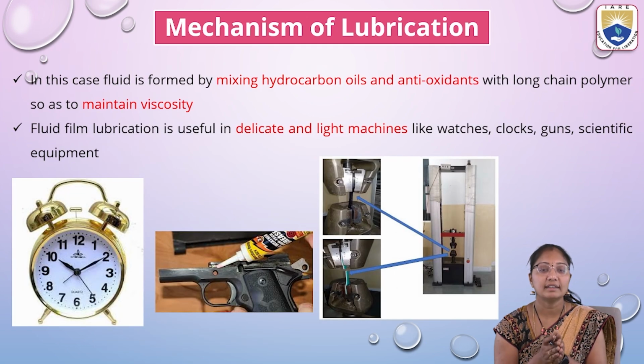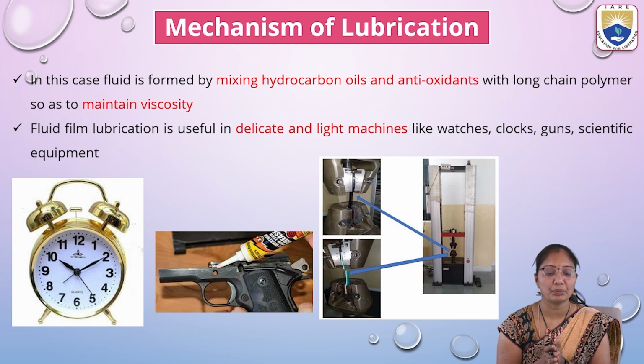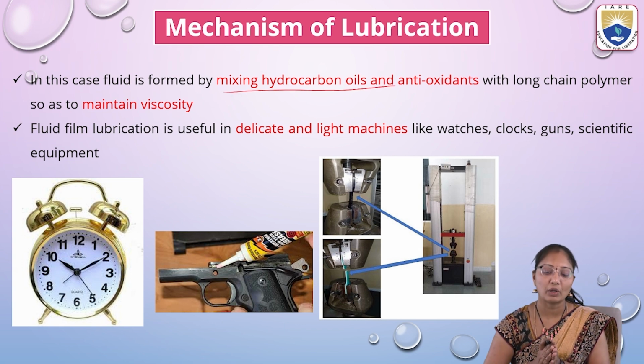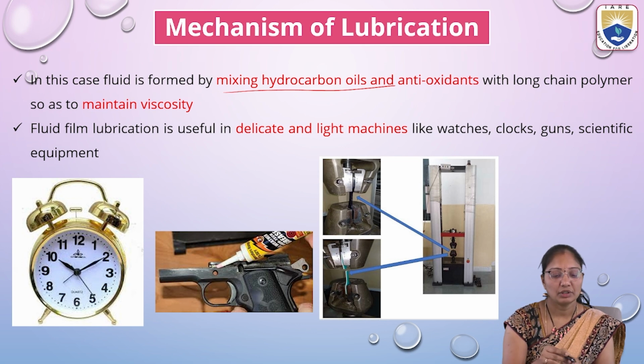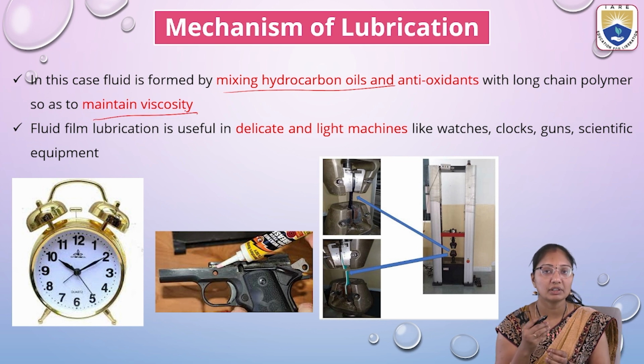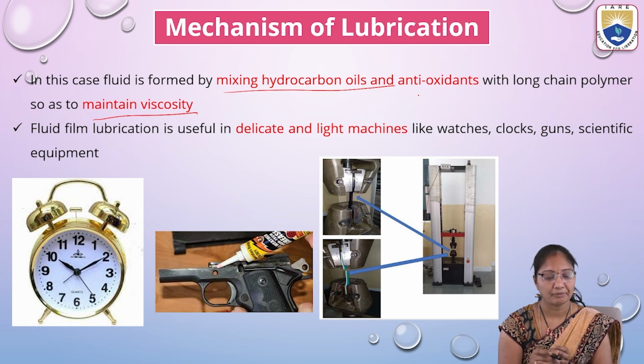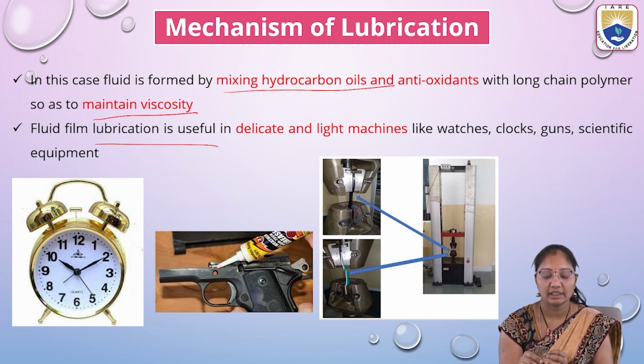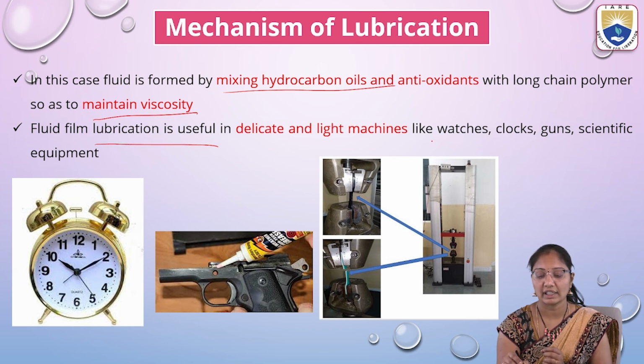So here in this case, this type of lubrication mechanism is formed generally by mixing hydrocarbon oils and antioxidants with a long chain of polymers to maintain viscosity. To maintain the thickness, it has to be mixed with a mineral oil followed by the fatty acids or the antioxidants with a long chain of polymers. So fluid film lubrication is generally useful in delicate and light machines like watches, clocks, guns, scientific equipment, etc.